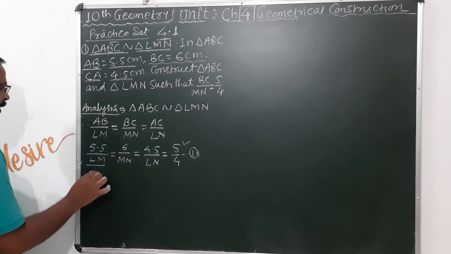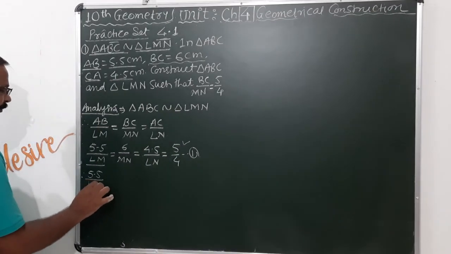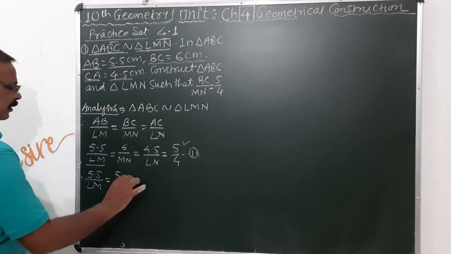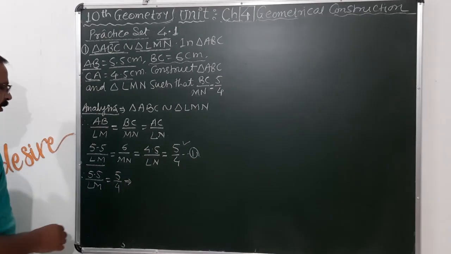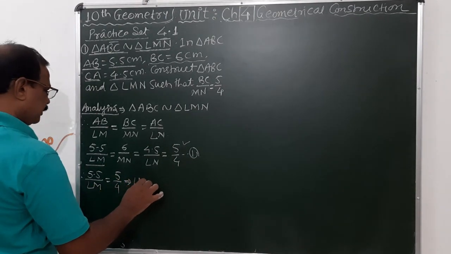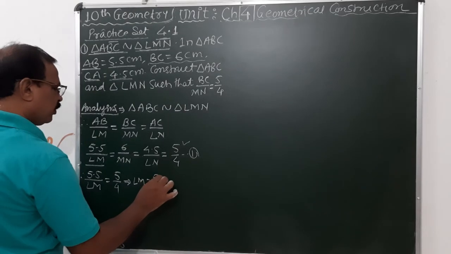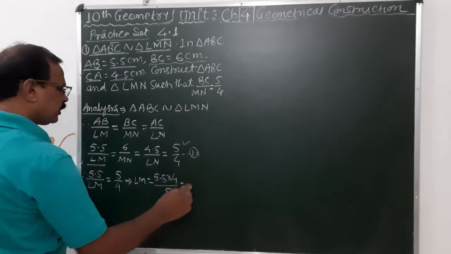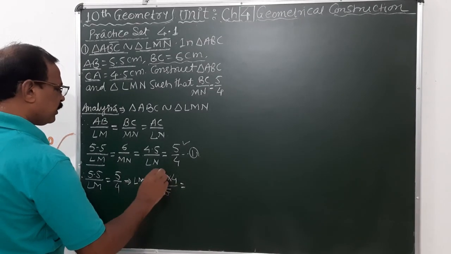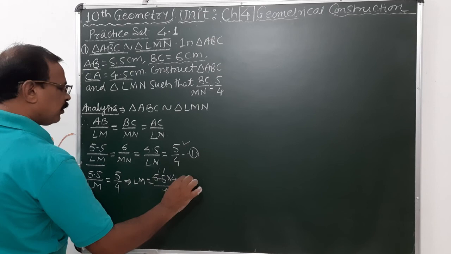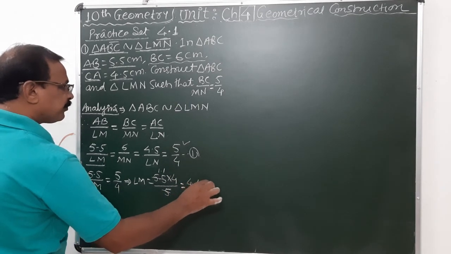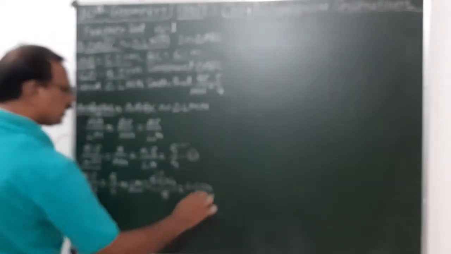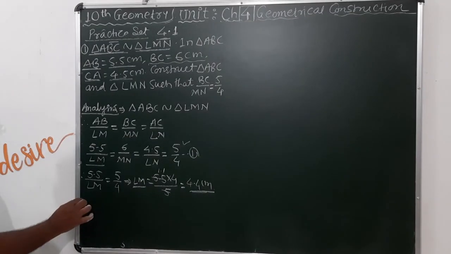Therefore 5.5 upon LM is equal to 5/4. Therefore LM is equal to, just cross multiply, you will get 5.5 into 4 divided by 5. Cancel this and you will get 1.1, and multiplying you will get 4.4 cm. So this is the value of LM. LM is equal to 4.4.